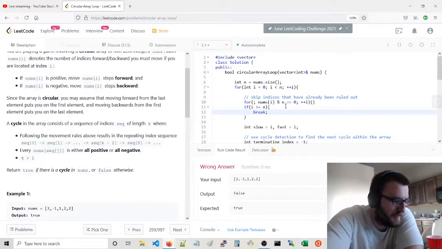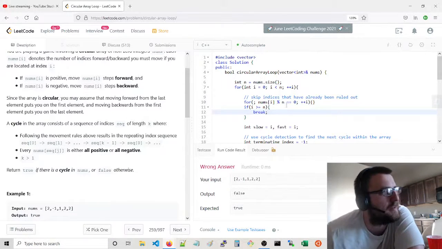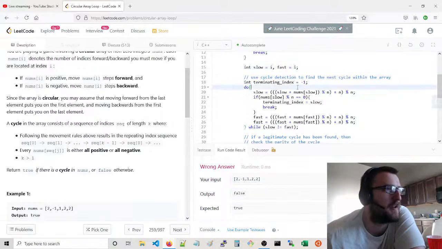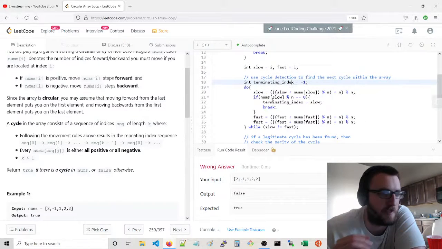So the question is, why is this wrong? Output false, expected true. So 2 should go to 1, 1 should go to 2, 2 goes to 1, 2. So this cycle should immediately end, so terminating index is -1. These eventually end up being equal to each other.